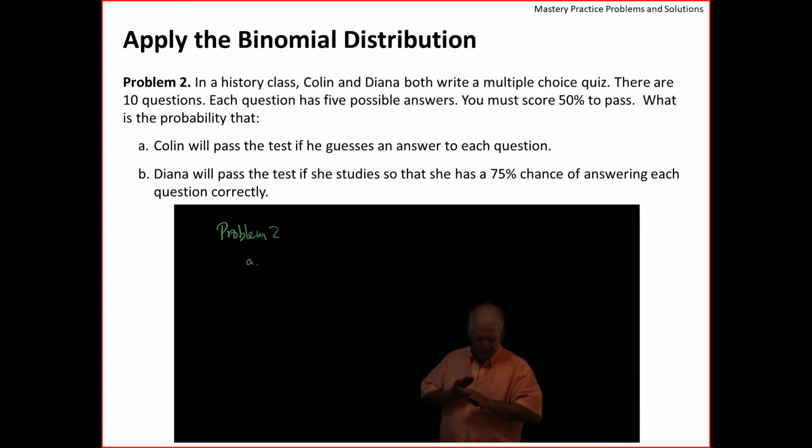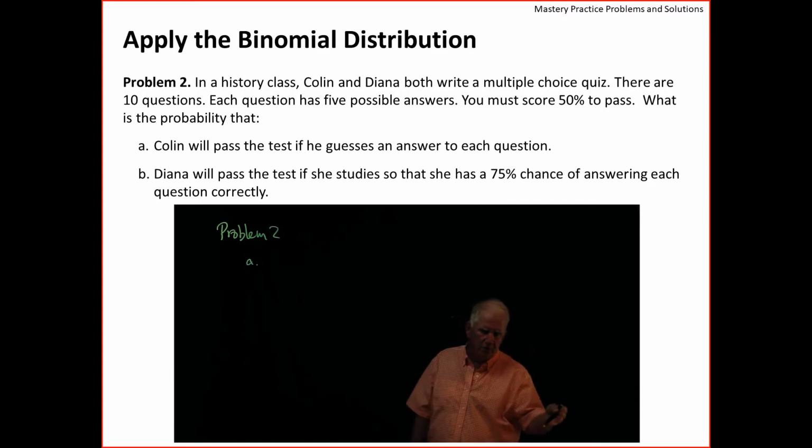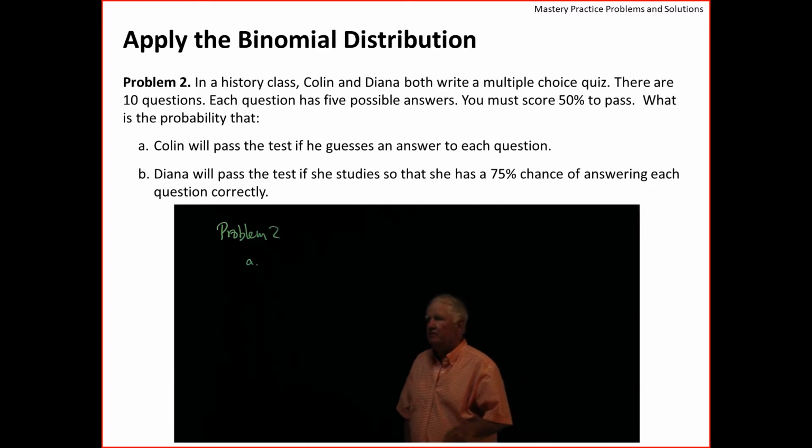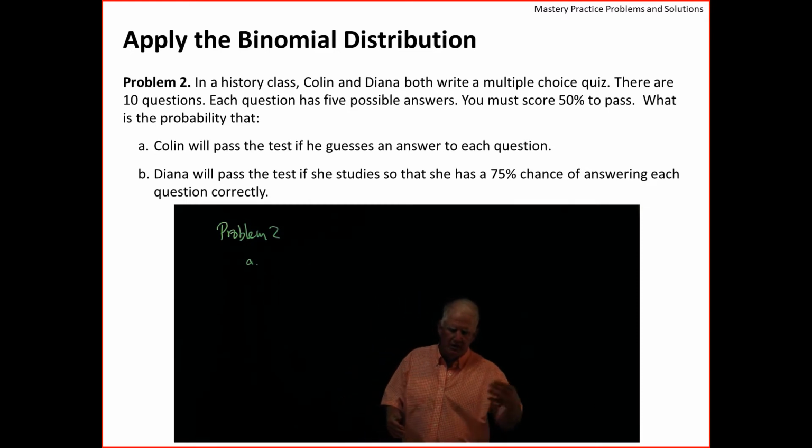He's going to go without a net, he's just going to guess every answer. And in order to pass, you have to get 50%. Of course, that means 50% or more, right? So this is a binomial problem. This is a binomial experiment.